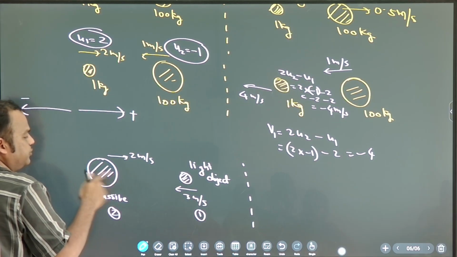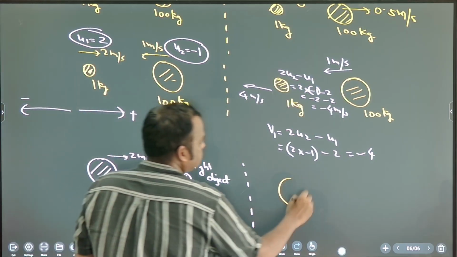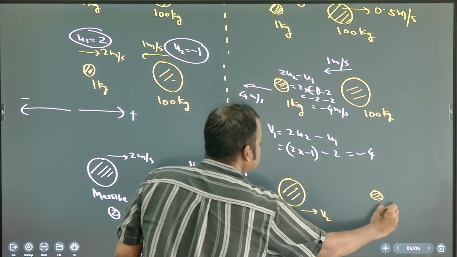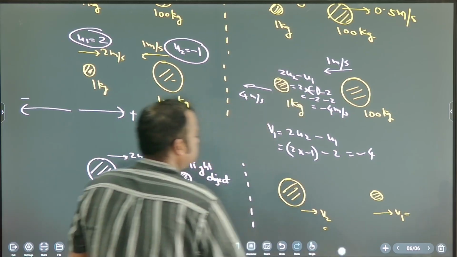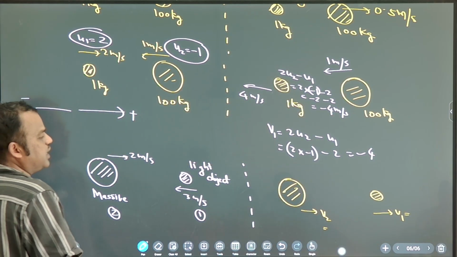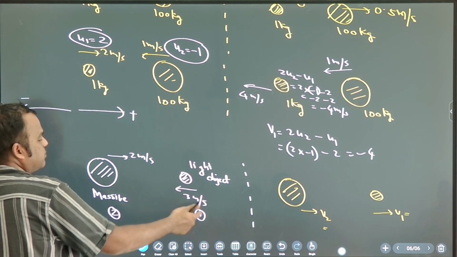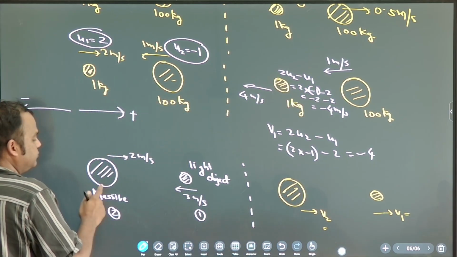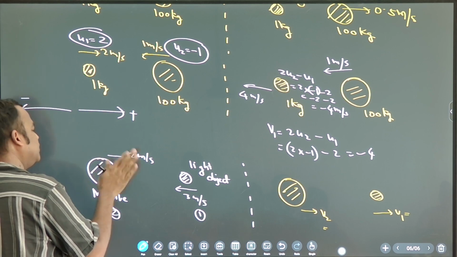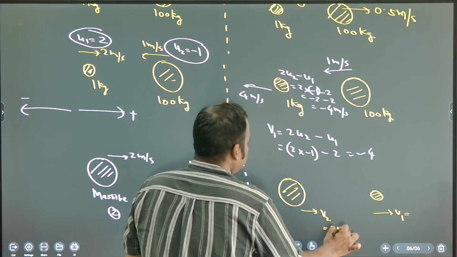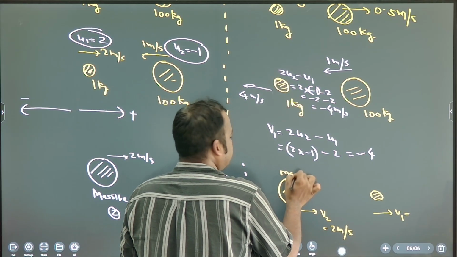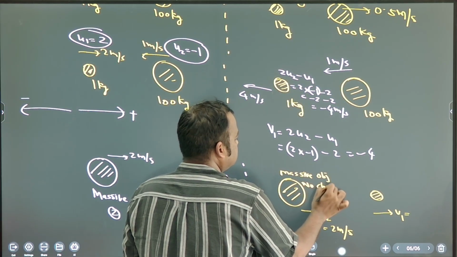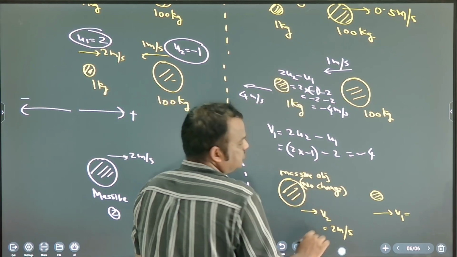Minus 3. U2 plus 2. Now calculate V2 and V1. Massive object means 2, light object means 1. So what is V2 and V1? Calculate. What is V2? V2 is 2 meter per second. No change. Massive object, no change. And what is the formula for V1?